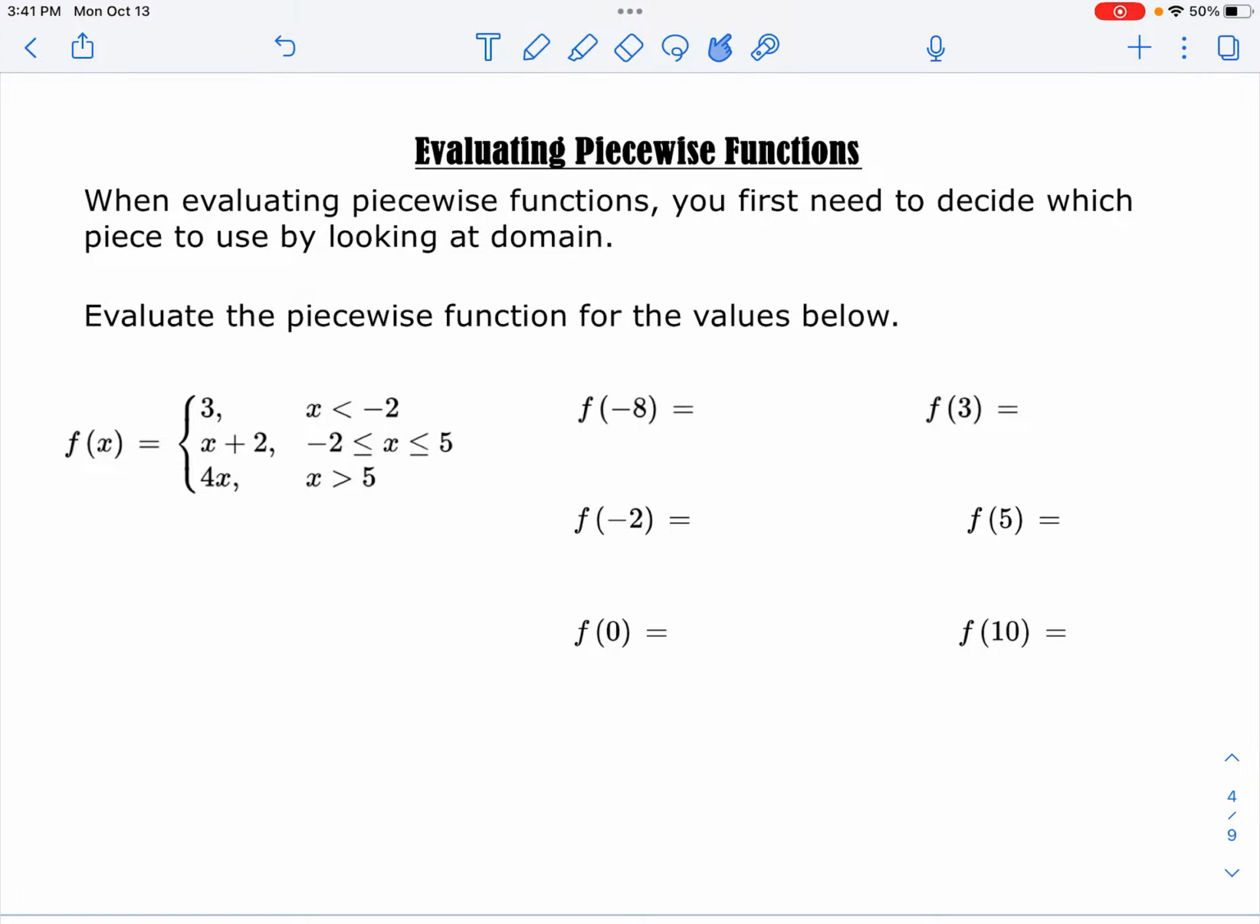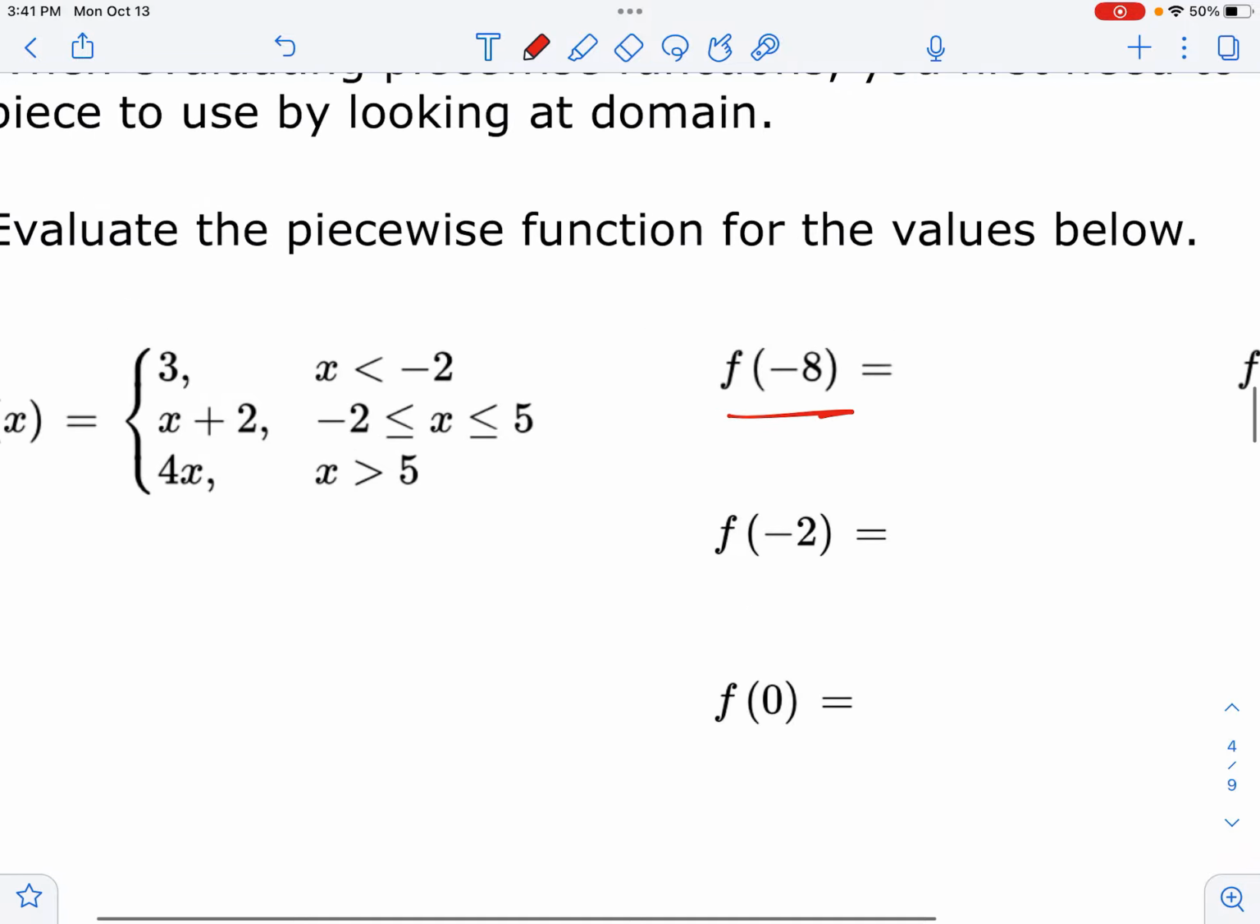So let's evaluate and let's try this for this function here. It's got 3 pieces, and here I want to look at this very first one. It says f of negative 8. Well, I have 3 pieces. This one says when x is less than negative 2, I'm going to use that piece right here. The second piece says when x is between negative 2 and 5, I'm going to use this piece. And then when x is bigger than 5, we'll use this. So negative 8 is definitely in this section right here.